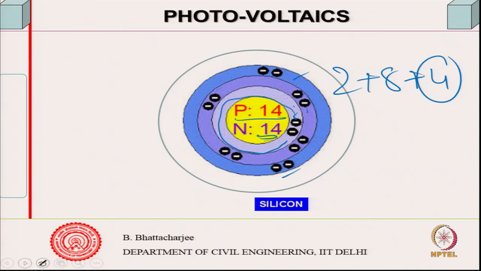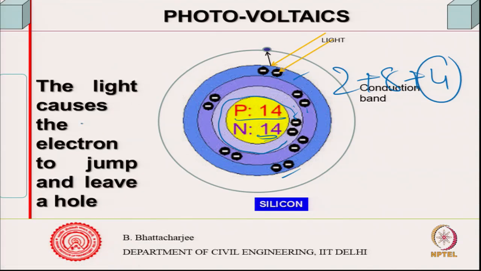Now, this is what a silicon atom would look like, and if I give energy, this electron can jump out, because the gap between the valence band and the conduction band is relatively small compared to that of an insulator, or non-metal, on the right hand side. So, light causes the electron to jump and leave a hole there, as we call it. The net effect is a positive charge.